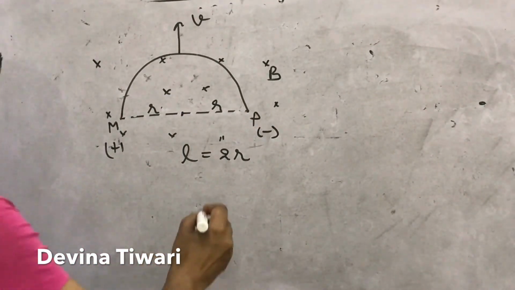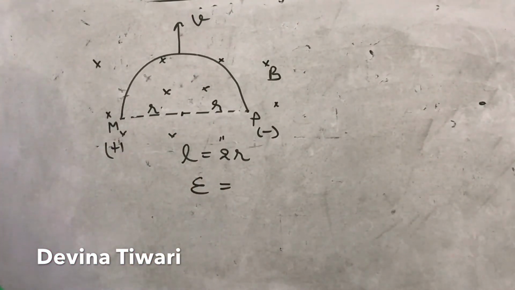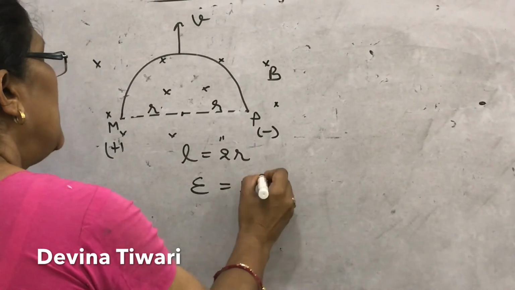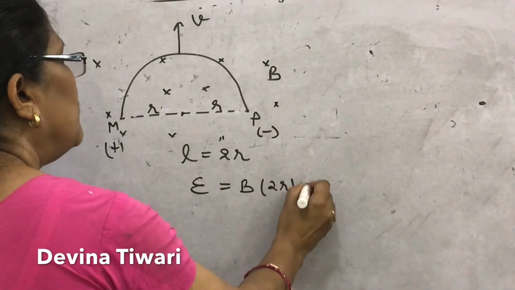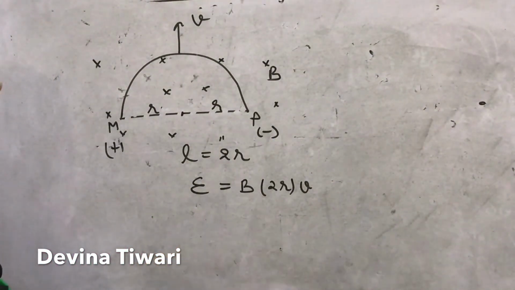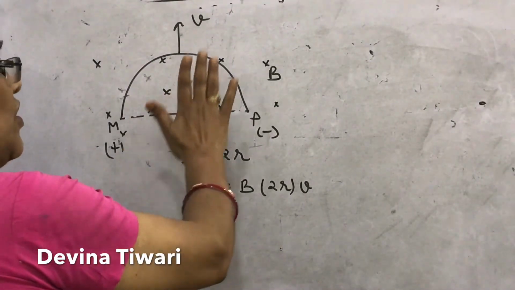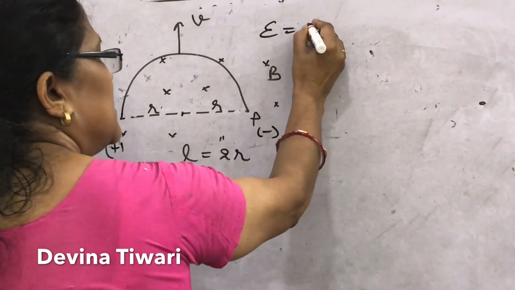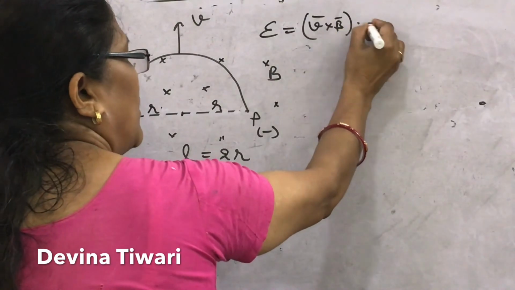So what can you say? The motional EMF will be BLV. What will you write here? BL is 2r into V. So in this way you have to solve the questions. Whatever the direction given, you have to use this general relation, E equal to V cross B dot L.